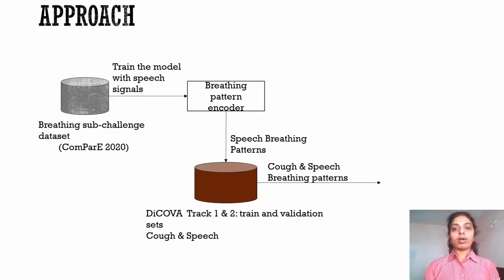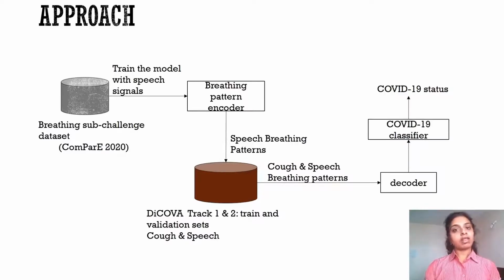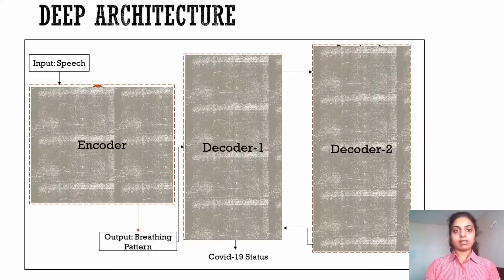Further, the DiCOVA Track 1 dataset has cough and Track 2 has speech and breathing audio samples. We apply this encoder model to the DiCOVA challenge audio samples and represent the cough, speech, and breathing signals with their respective breathing patterns. These breathing patterns are then used as feature vectors by the decoder module and fed to the COVID-19 classifier for the detection of COVID-19 status.